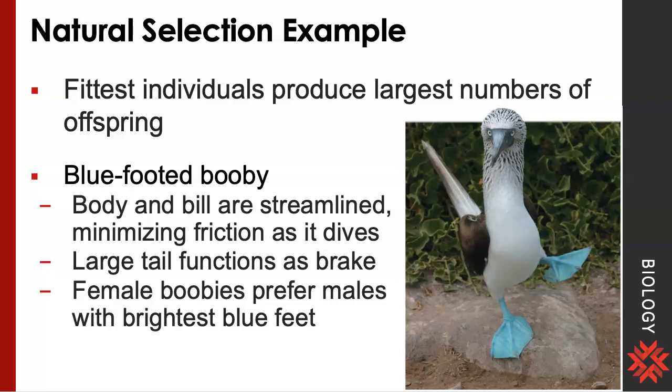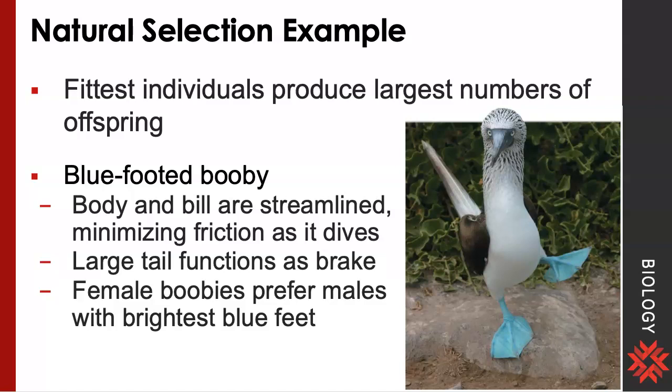It's from the Galapagos Islands, and it has a body that's really streamlined. It's surrounded by water, so it's got a body that's streamlined to be able to dive into the water to search for food. It has this large tail that can actually function as a brake, and then the males have these bright blue feet because the female birds prefer mating with males that have these bright blue feet. So that's a type of sexual selection. We'll take a closer look at that in a couple of slides as well.